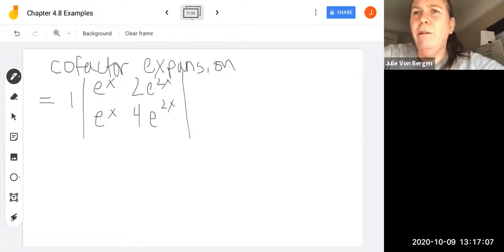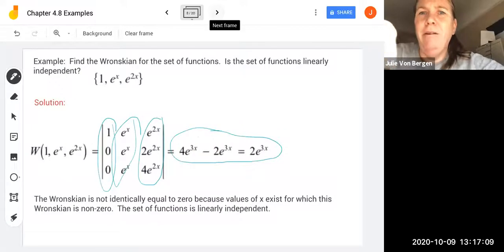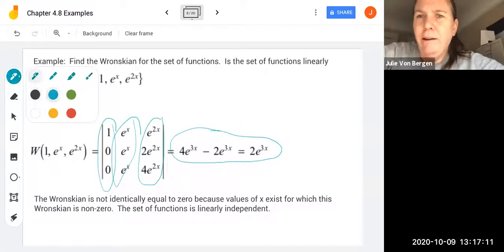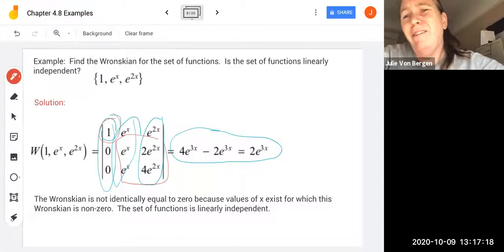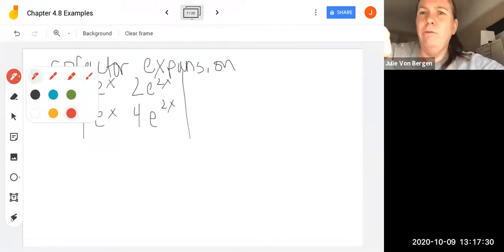The reason this is the only part I have to expand is because if I take the 1 here, then I've got this area here. If I take either of the other values, I'm going to get those zeros in there, and it's going to work out to give us 0 determinants for the cofactor expansions if I choose e to the x and e to the 2x. So the only calculation I really have to do here is the cofactor expansion for 1.